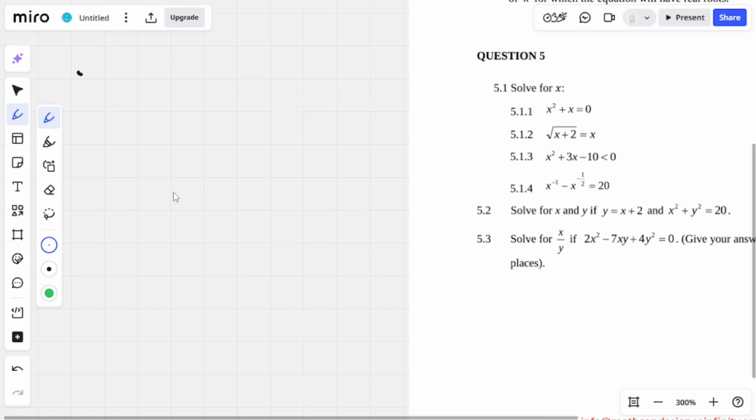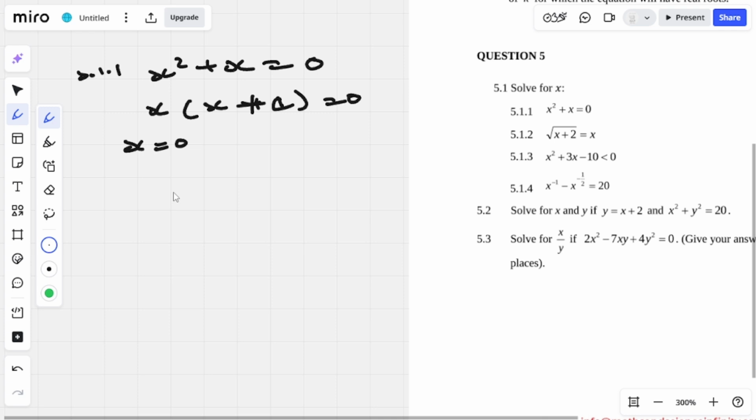So the first question is 5.1.1, which states x squared plus x equals 0. Now to solve this one, firstly, you factorize x, and you will be left with x open bracket x plus 1 close bracket equals 0. Then you equate each factor to 0, since our main priority is to solve for x. So x plus 1 equals 0, and the other value of x is minus 1.